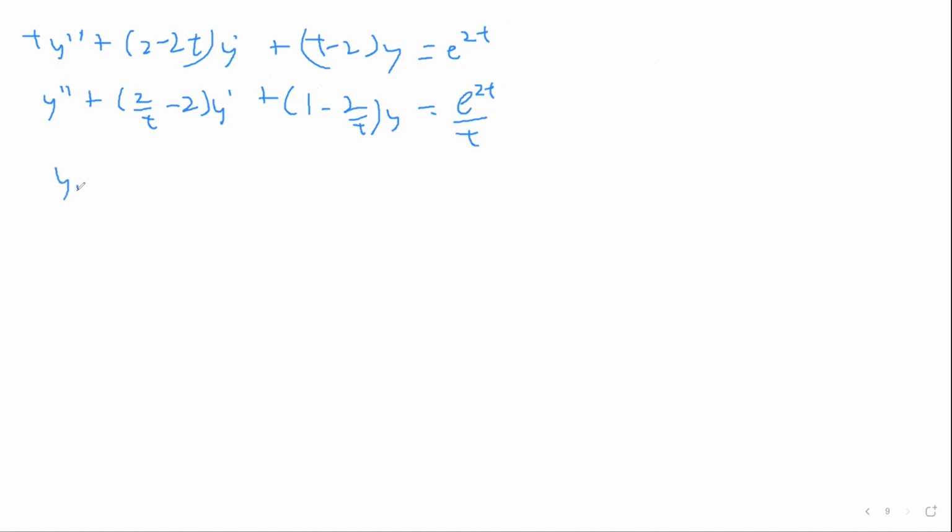So y1 is equal to, according to the problem, e to the t. y2 is equal to, according to the problem, e to the t over t. And g is equal to e to the 2t over t. Do we agree?